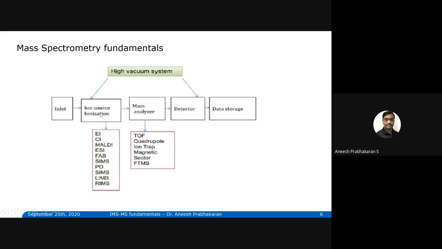You produce the ions, that is the first stage of mass spectrometry, and then introduce the ions into the mass analyzer. This is the core analyzer I was talking about. This is the mass spectrometer. Then after the mass analyzer, we have the detector. From the detector, we have data storage devices where we store the data and do further analysis.